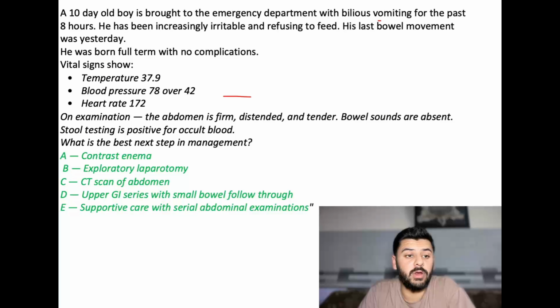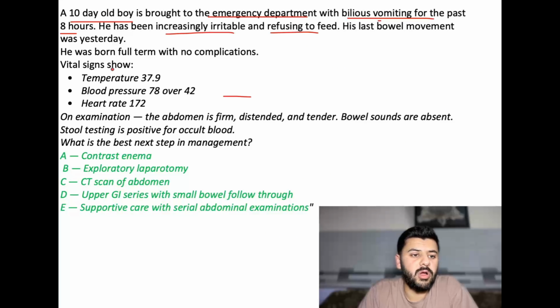Read this one carefully. A 10-day-old boy is brought to the emergency department with bilious vomiting for the past 8 hours. Okay, that's the chief complaint. He's been increasingly irritable and refusing to feed. His last bowel movement was yesterday. That's good. He was born full term. No complications there.